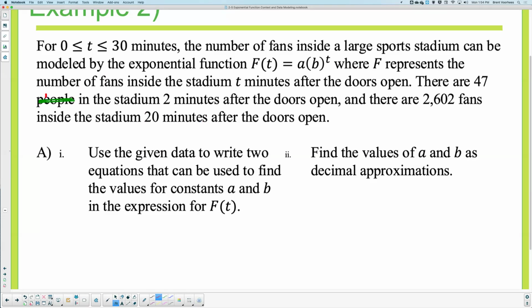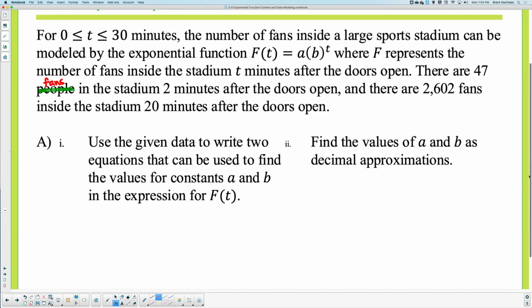There are 47 fans in the stadium 2 minutes after the doors open, and there's 2,602 fans inside the stadium 20 minutes after the doors open. Part A1. Use the given data to write two equations that can be used to find the values for constants A and B in the expression f of t. Okay, first, what are we supposed to do on A1?